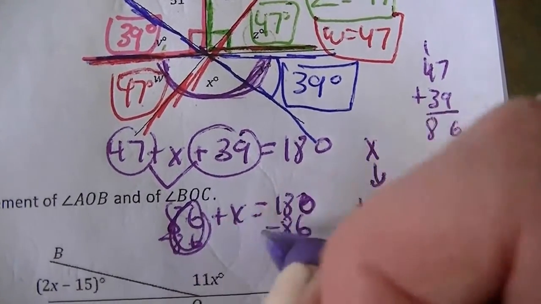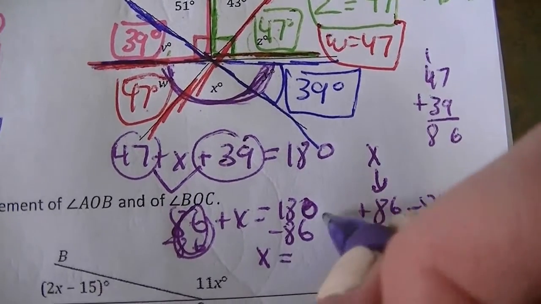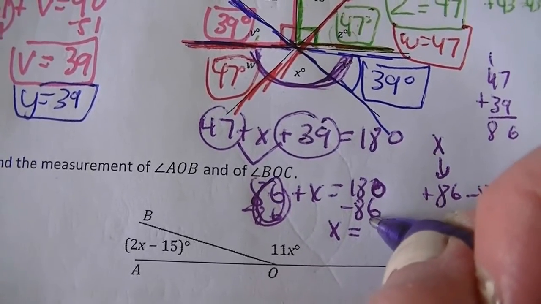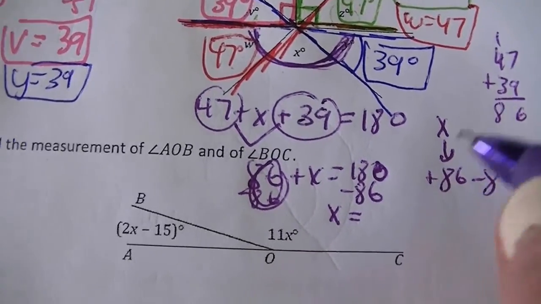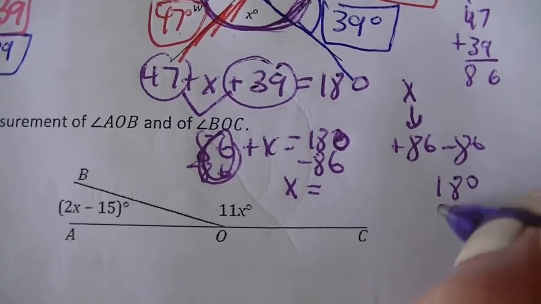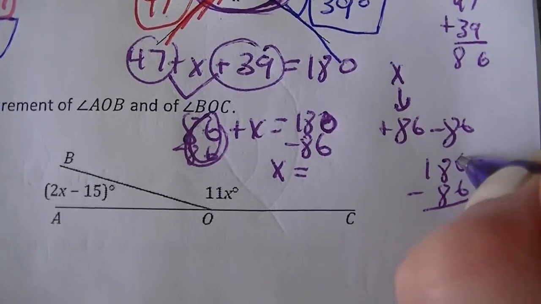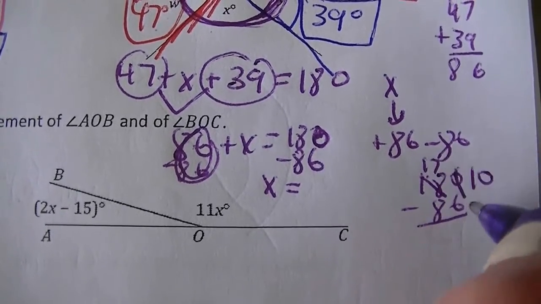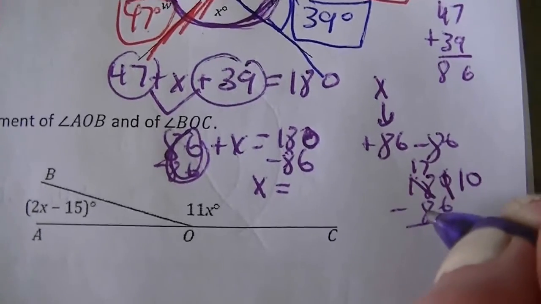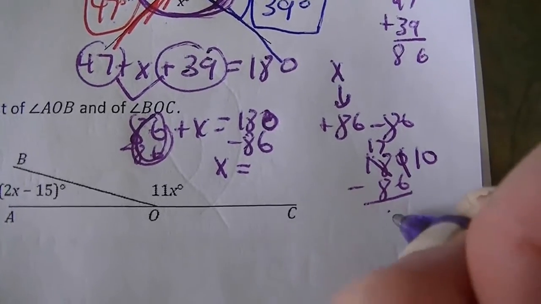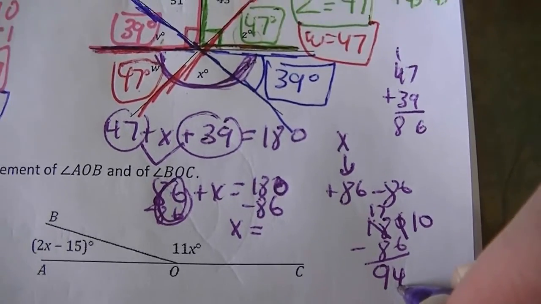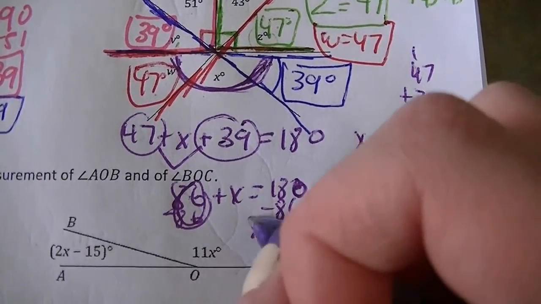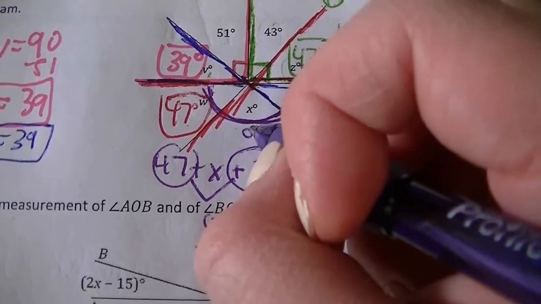86 take away 86 is 0. Bring down your x equals 180 minus 86 to get x, and that would equal 180 minus 86. Wait, so that's what, 94. So x is equal to 94. And I'm going to label that up here too.